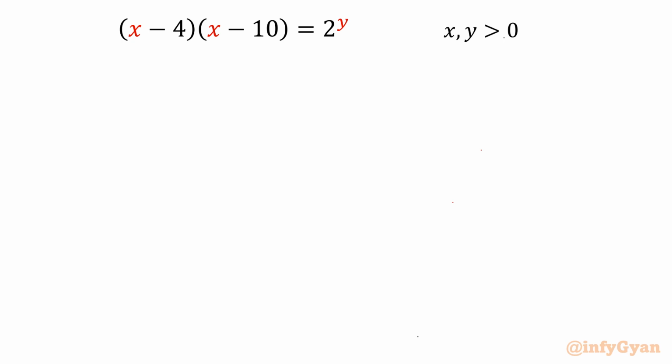In this very exciting video on exponential equations, we are going to solve for x and y for positive integer values. The equation is (x − 4)(x − 10) = 2^y. Is this equation exponential? Yes, because our right hand side is an exponential function. On the left hand side we have a quadratic function, and on the right hand side we have an exponential function. Overall, we can say this equation is exponential.